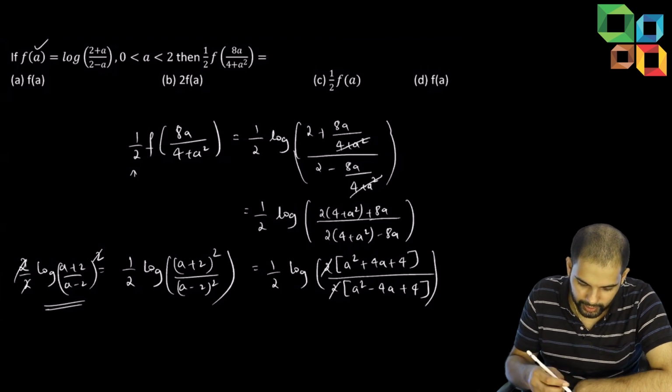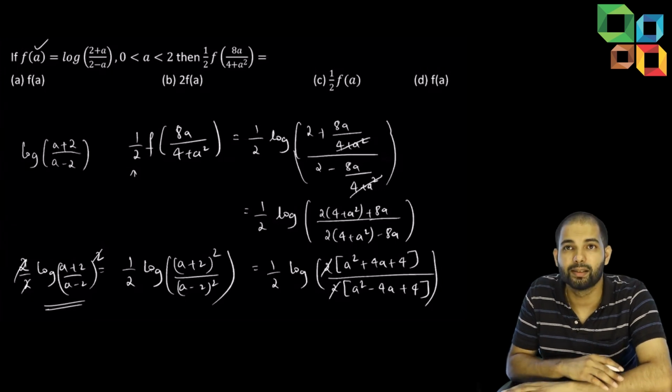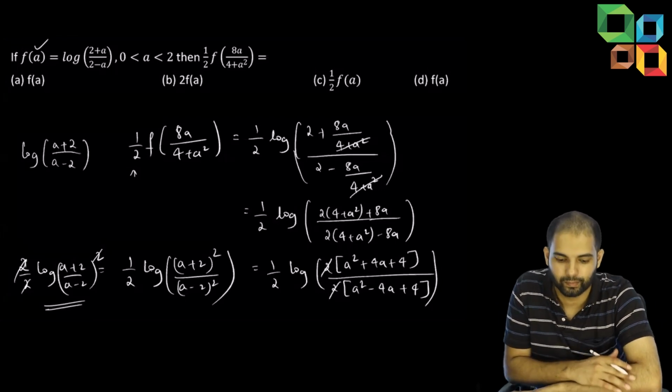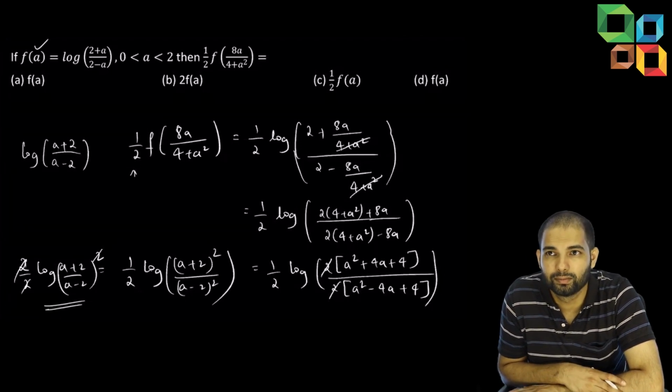Now there's a confusion here. Can you see that? What is your answer now? I'm getting my final answer as log of a plus 2 divided by a minus 2. What do you think the answer is?